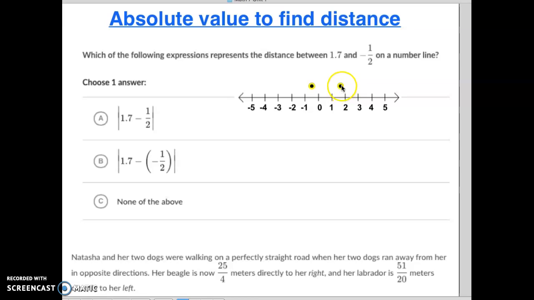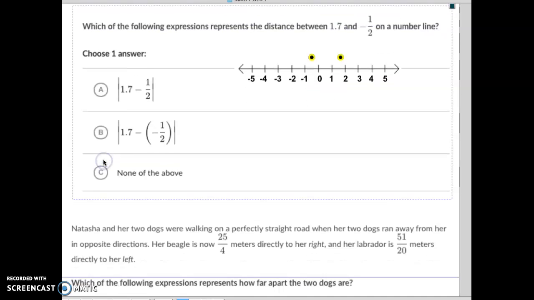I know to find distance, you take the bigger number minus the smaller number, right? But because the smaller number is negative, it's really the big number minus the negative number, and we know that two negatives together make a plus sign, and that's what causes it to be bigger. So in this case, going from 1.7 to negative 1/2 is 1.7 minus the negative 1/2, so it's letter B.